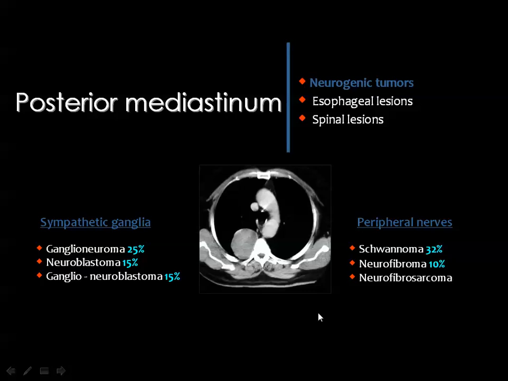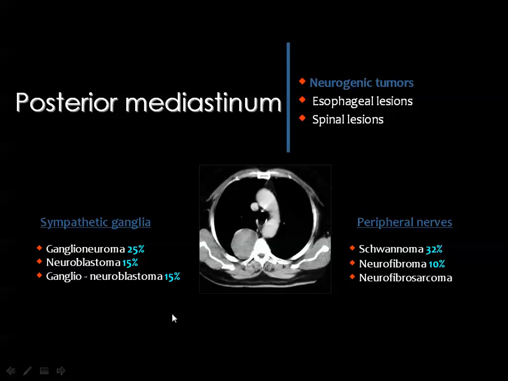Then in the posterior mediastinum, we have three major lesions: the neurogenic tumor, esophageal lesions, and the spinal pathology. The spinal pathology will also be discussed in full details in the sector of the spine imaging. This is a good sector containing a lot of lectures. Then we'll talk about neurogenic tumors and esophageal lesions.